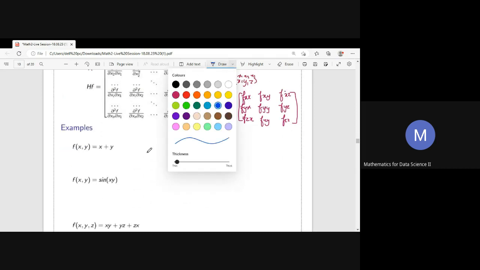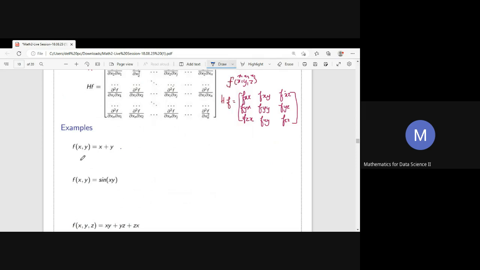Now, what is the Hessian matrix for the function f of x comma y equal to x plus y? We have already computed the partial derivatives. We saw that fxx, fxy, fyx, fyy are all 0. So the Hessian matrix in this case is the 0 matrix, 0, 0, 0, 0.